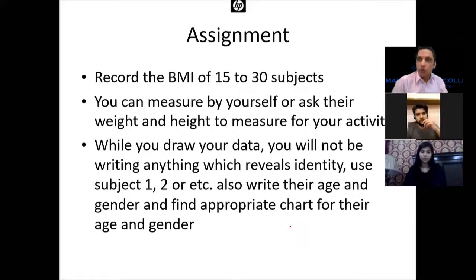At your home, you know about your family as well, so you can use their values as well. Okay, you can measure yourself first and then the other people.